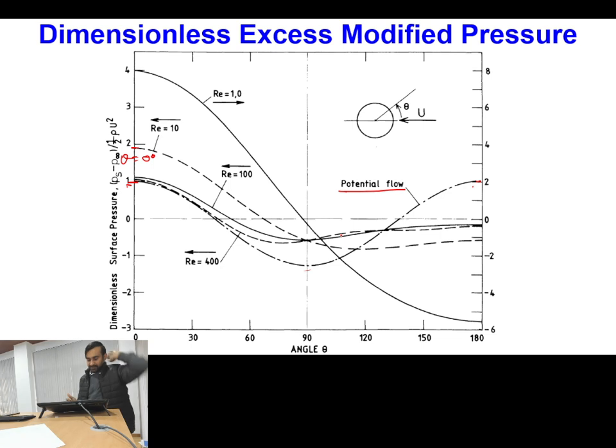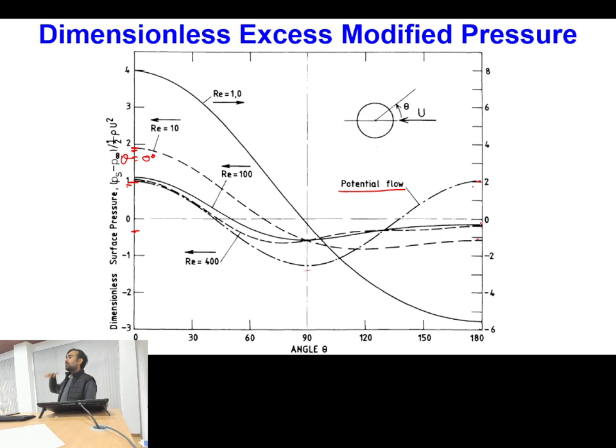But on the contrary, if you consider your Reynolds number equal to 10, your pressure starts at close to a magnitude of 2, and then you can see it goes below 0. So it means you don't have pressure recovery. Okay, and when you increase the Reynolds number further, then corresponding to a Reynolds number of 100, again you find some pressure recovery, but it is not the complete pressure recovery. Okay, is this point clear?